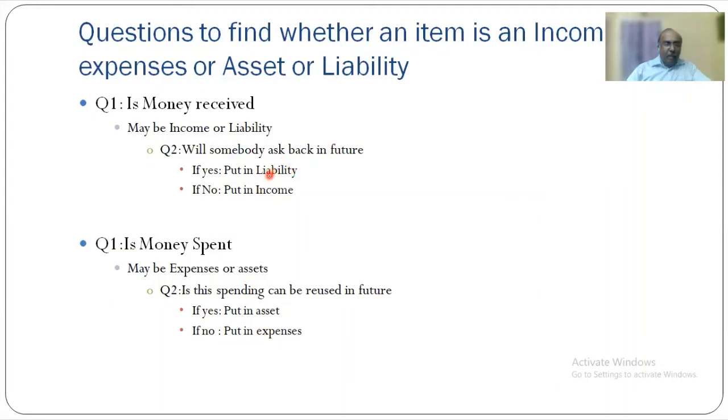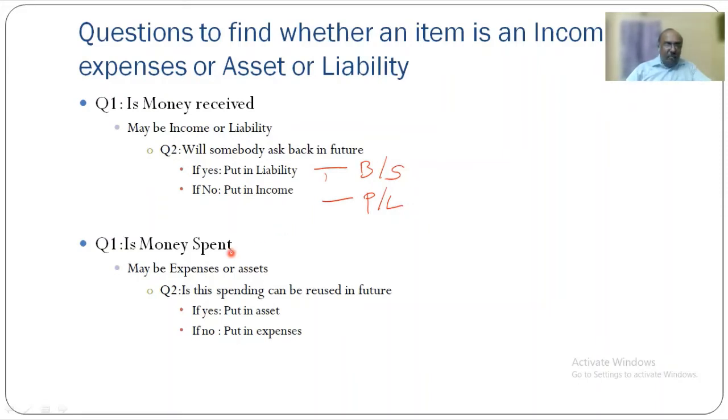If it is repayable, then it is a liability. So in that case, it will go to the balance sheet. Otherwise, if money is received but it is not repayable to anybody in the next year, then it will find a place in the profit and loss account, that is, the income side. This is the first thing.